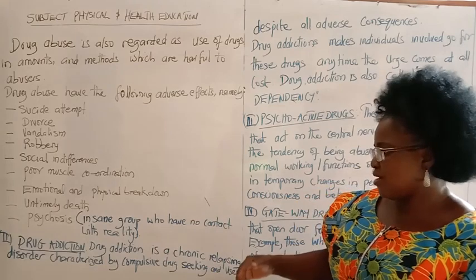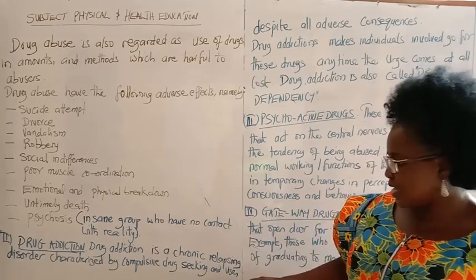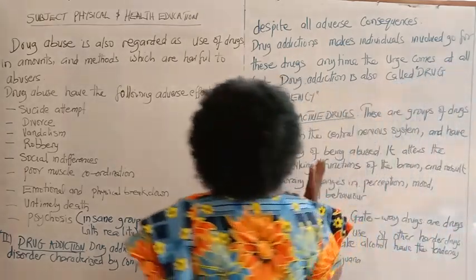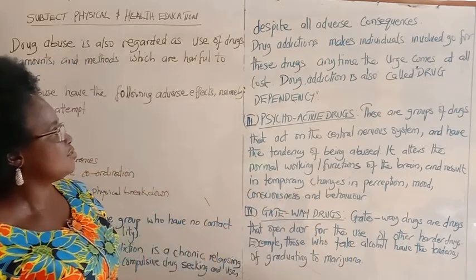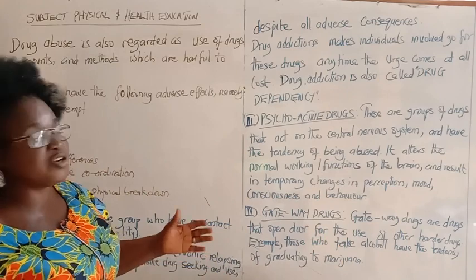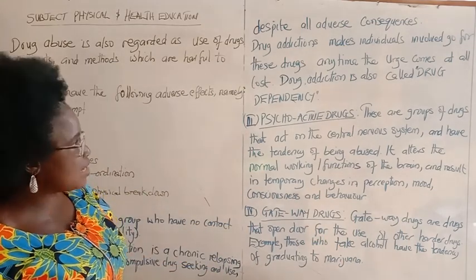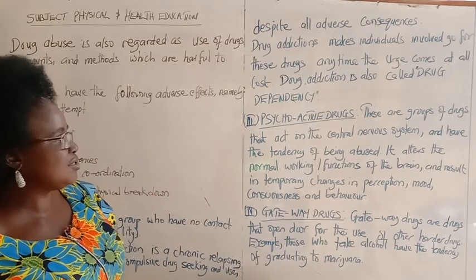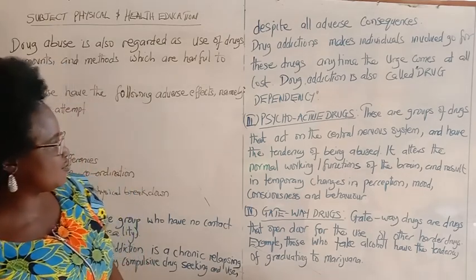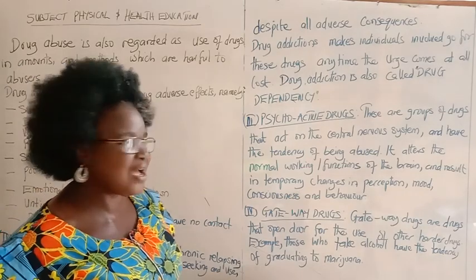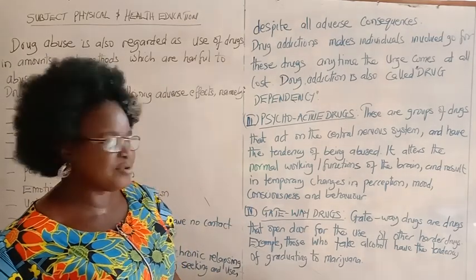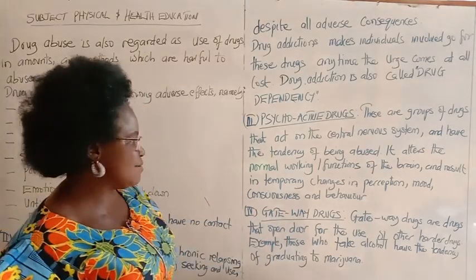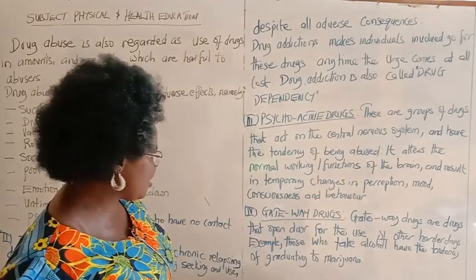Now the third one, we have drug addiction. Drug addiction is a chronic relapsing disorder characterized by compulsive drug seeking and use, despite all adverse consequences. Drug addiction makes individuals who are involved go for the drugs anytime at all costs. Drug addiction is also called drug dependency. The third one is psychoactive drugs. Psychoactive drugs are a group of drugs that act on the central nervous system and have the tendency of being abused. It alters the normal working condition of the brain, and results in temporary changes in perception, mood, consciousness, and behavior.